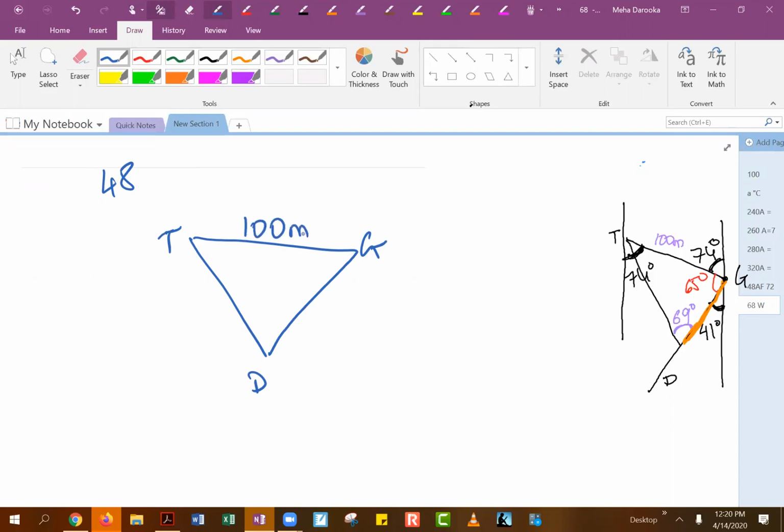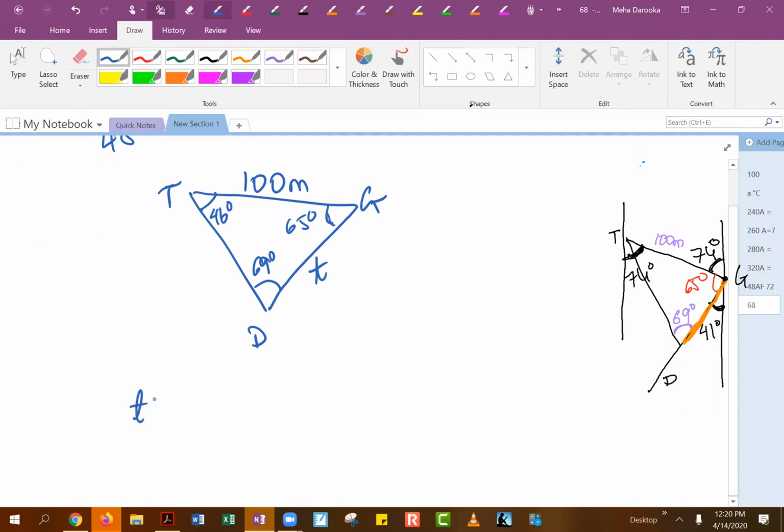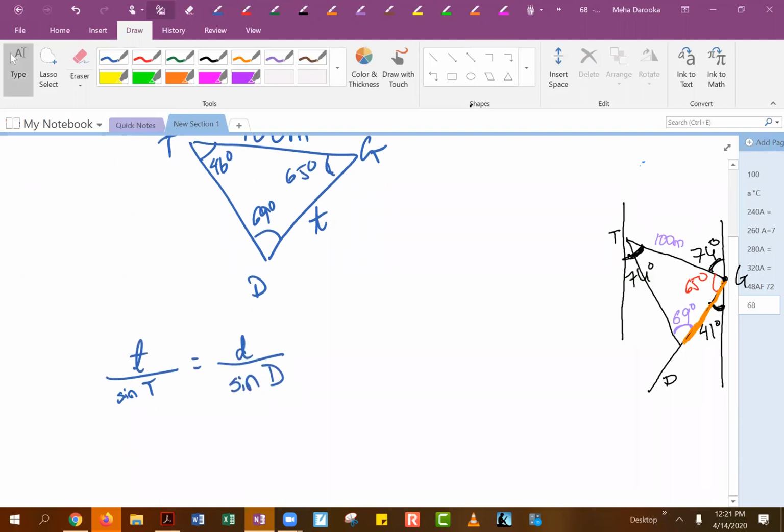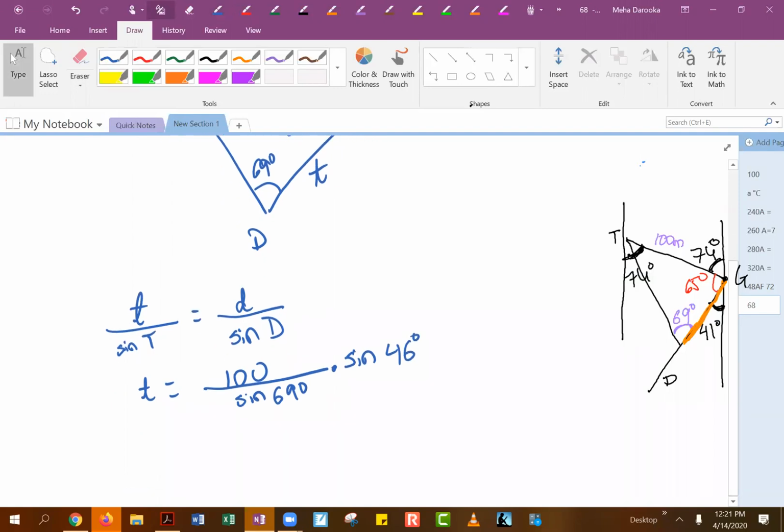We know this distance is 100 meters. This angle is 46 degrees. This one is 65 degrees, and this is 69. And you're basically finding side T. So you were saying we're basically setting this up as T over sine of T. Is that what you were saying? Yeah. And then set it equal to basically side D over sine of D. You're multiplying 100 divided by sine of 69 and multiply by sine of 46. Yeah, that's the right setup.